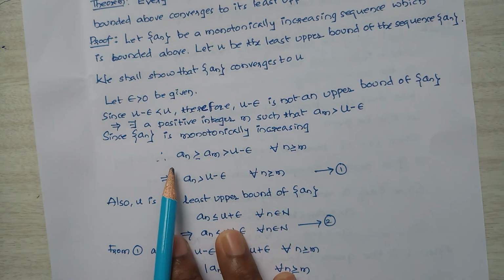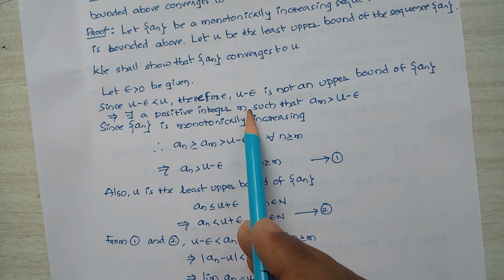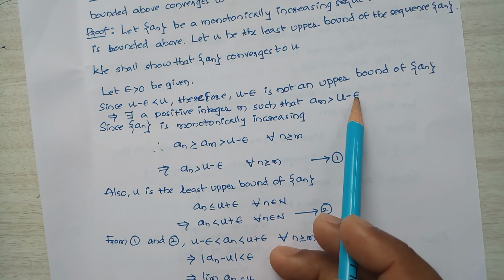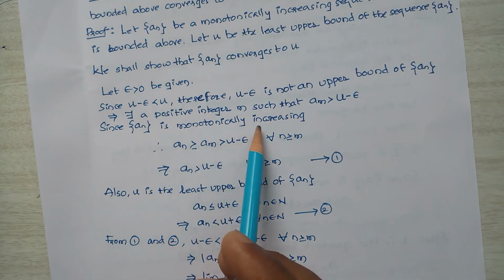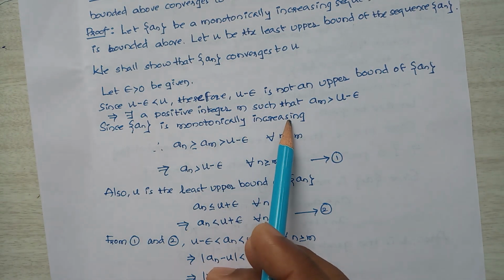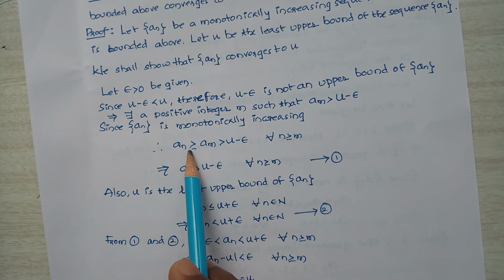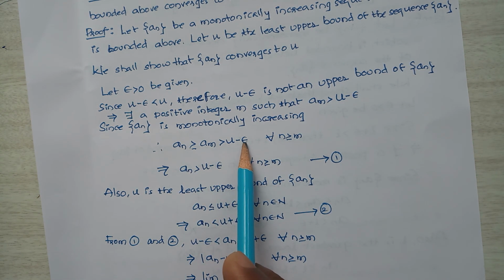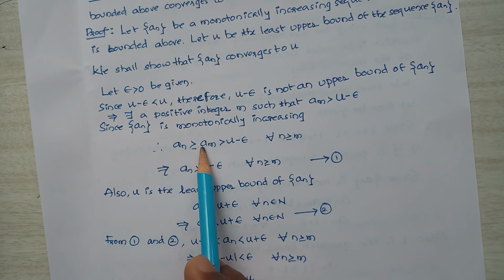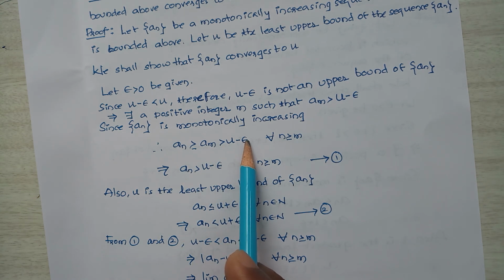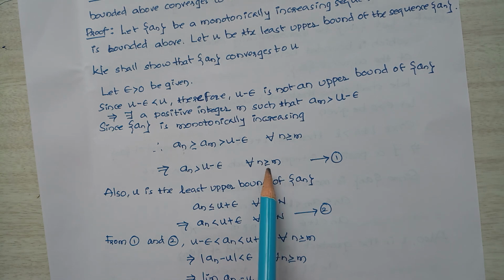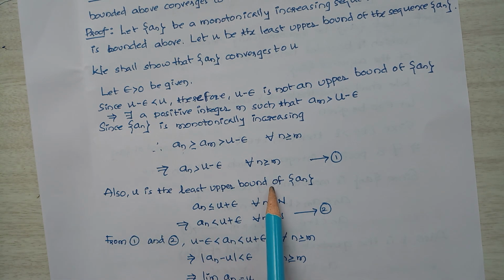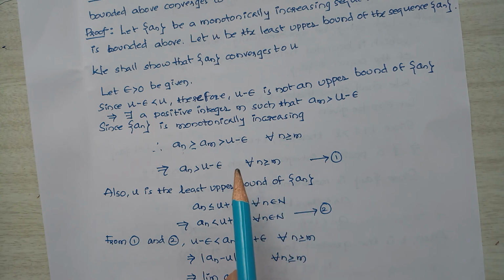So there exists a positive integer m such that a_m is greater than U minus epsilon. Since a_n is monotonically increasing, we can write a_n is greater than or equal to a_m, which is greater than U minus epsilon, for all n greater than or equal to m. So using this we can write a_n is greater than U minus epsilon for all n greater than or equal to m, equation 1. Also U is the least upper bound of the sequence a_n, because already we have taken that.